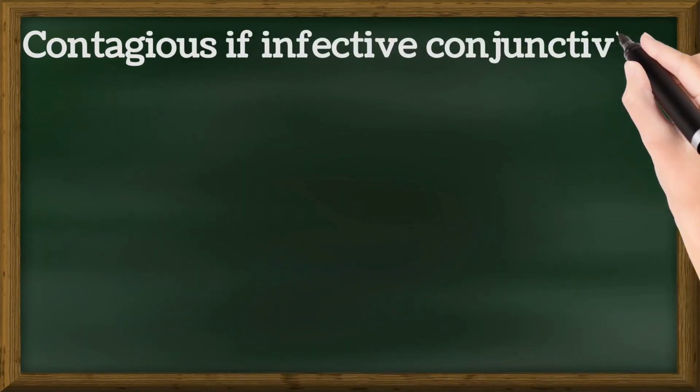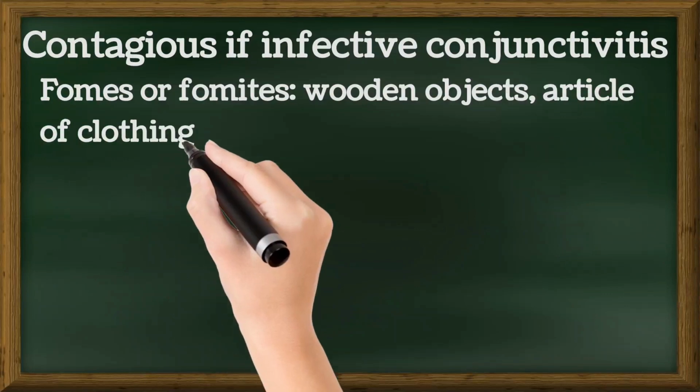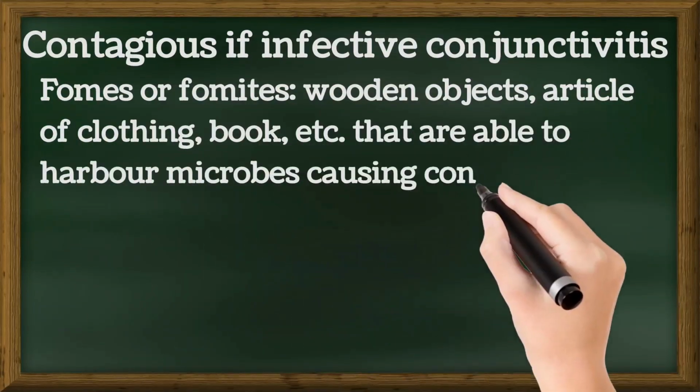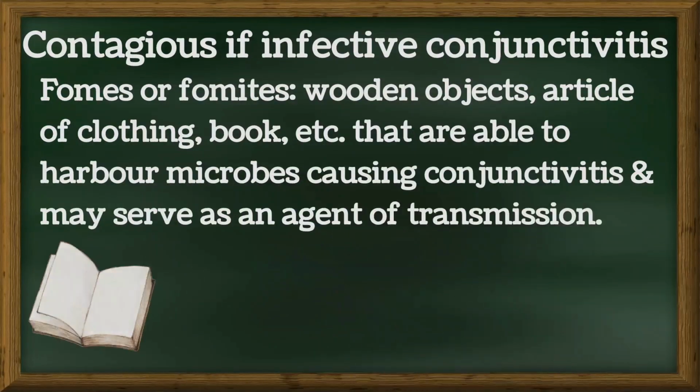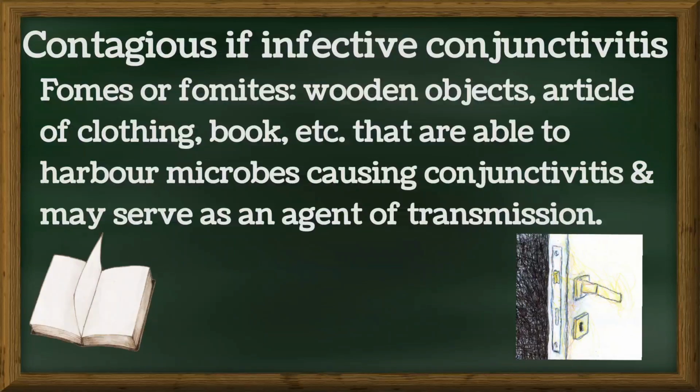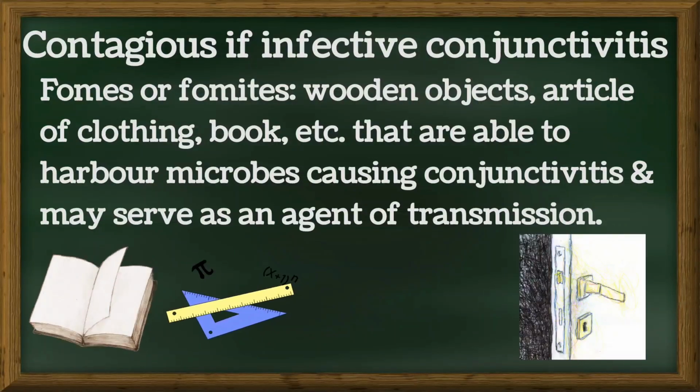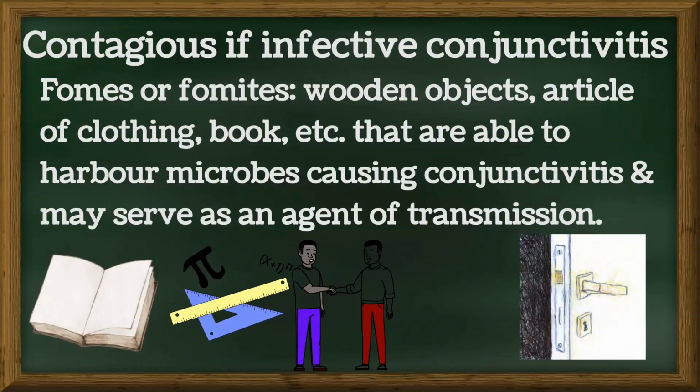Conjunctivitis can be transmitted from one person to another through fomites. For example, if you have conjunctivitis and you touch your eyes and then touch a book, a doorknob, or any object, that object is called a fomite, and germs can spread from person to person through these fomites.